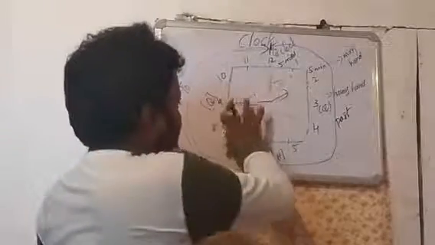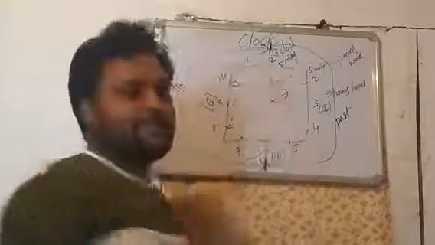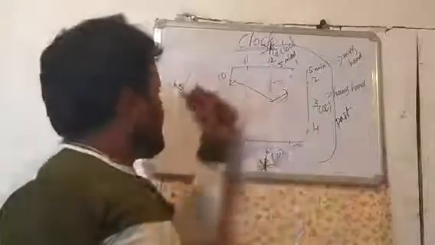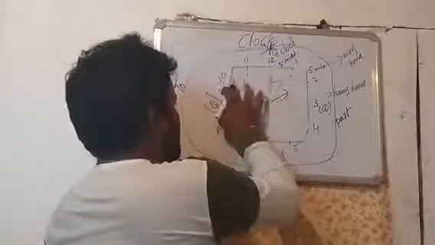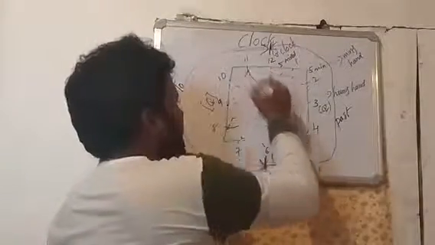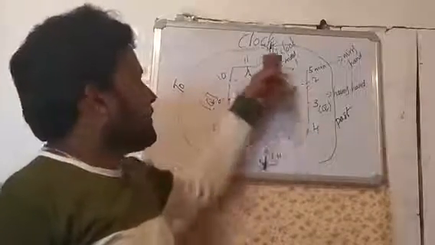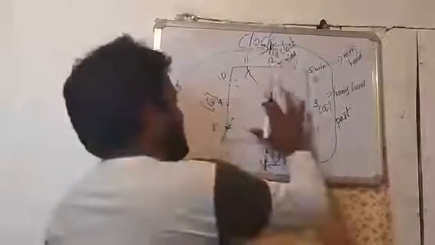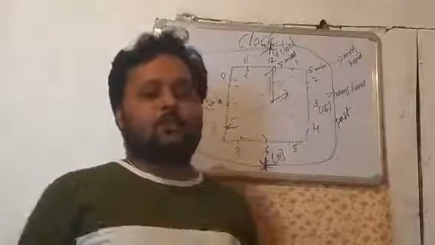Next, if the minutes hand has moved to here, simply you can tell 5, 5 means 10 minutes. 10 minutes to 2 o'clock. If the minutes hand has moved here, means only 5 minutes less. Means 5 minutes to 2 o'clock. If the minutes hand has moved here, simply we can tell it's 2 o'clock.